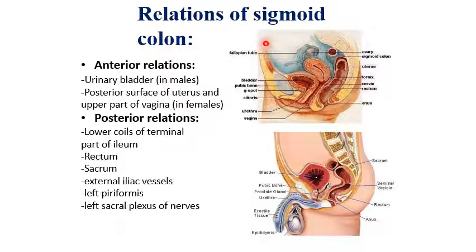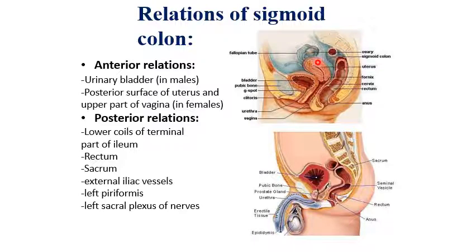The relations of sigmoid colon: in the anterior relations, urinary bladder in case of males. See, here is the sigmoid colon, and urinary bladder will come in case of males, while the posterior surface of uterus, this is uterus, the posterior surface of uterus and the upper part of vagina in case of females.